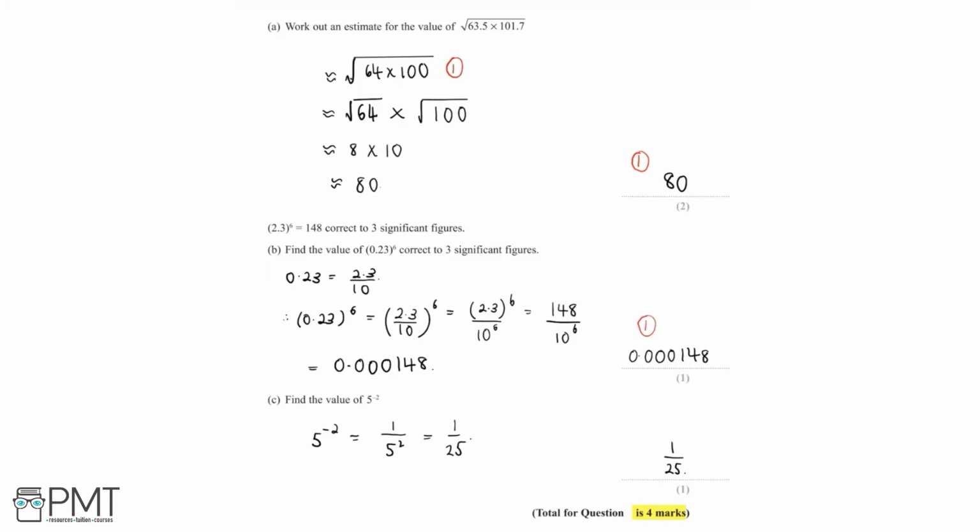And in part C, we get the 1 mark for getting the correct answer of 1 over 25. And so we've now achieved the full 4 marks needed in this question.